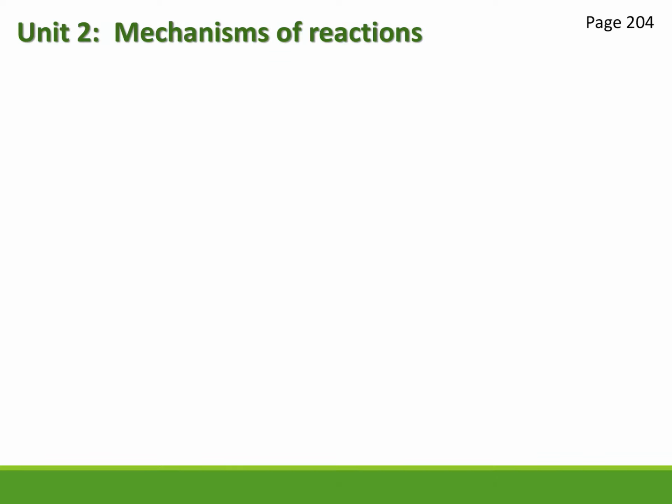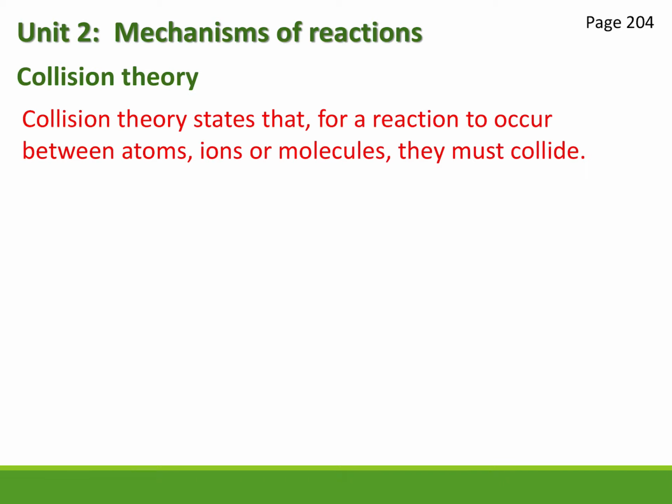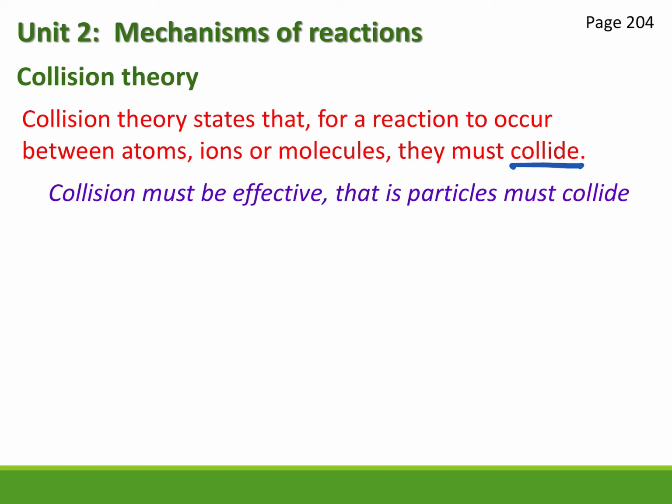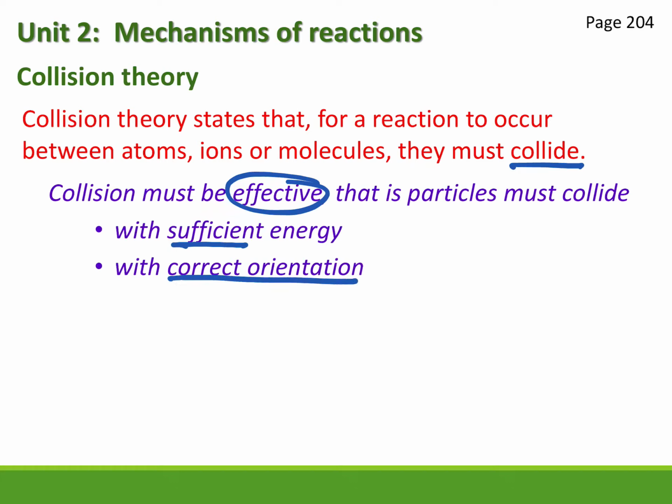The second part, so unit 2 now, is the mechanism of reactions. So, we need to look at collision theory. Collision theory states for us that for a reaction to occur, first of all, they must collide. You did this in grade 11. But colliding is not enough. They must be effective. So we've got to talk about effective collisions. How is a collision effective? Well, there must be sufficient energy, and they must collide with the correct orientation.